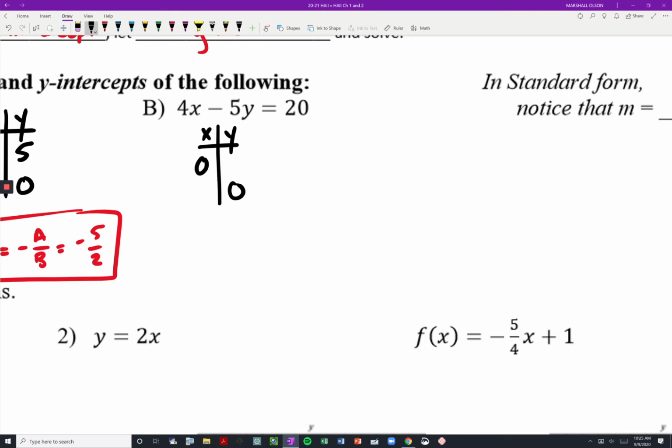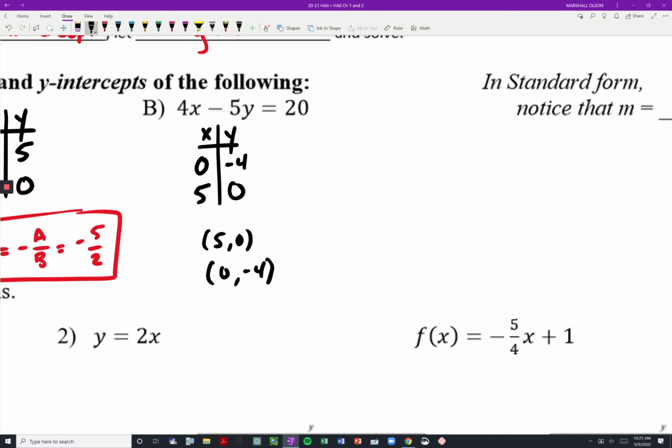Okay. When I put 0 in for x, I'm finding my y-intercept, and I'm left with negative 5y equals 20, which would mean that y equals negative 4. When I put 0 in for y, I get 4x equals 20, which means that x equals 5. So our x-intercept is 5, 0. Order doesn't matter here. You can put them in any order you want. And then the y-intercept is 0, negative 4.